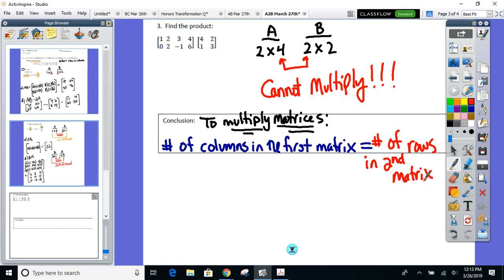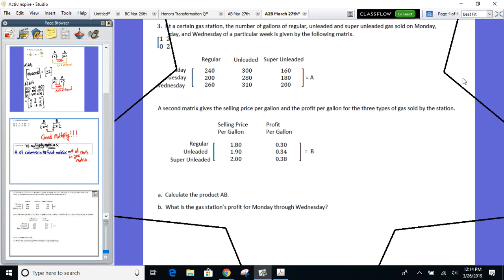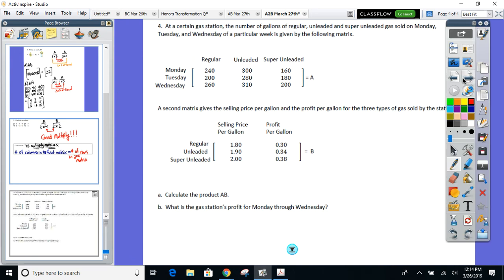Okay, and that's exactly what we've been doing here with this rule of checking the inside numbers. The columns in the first one must match the number of rows in the second one. All right. And we're going to finish it off today with a little word problem.